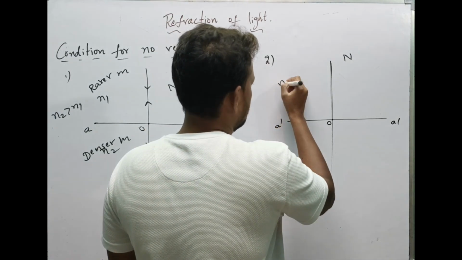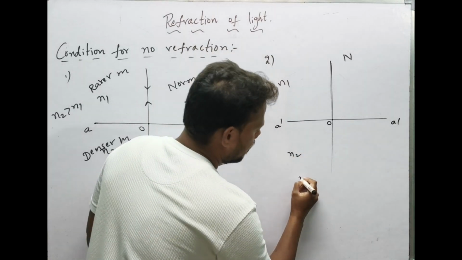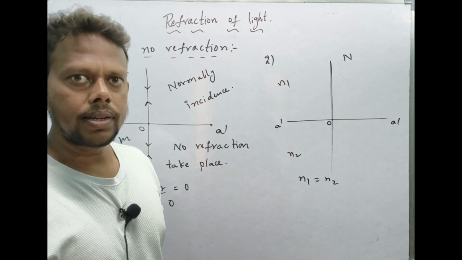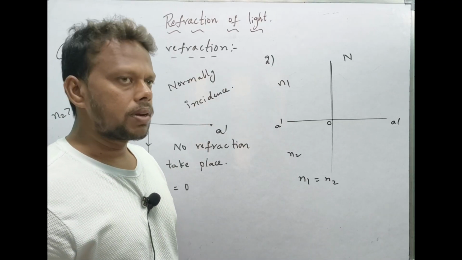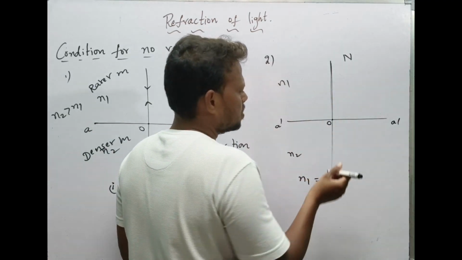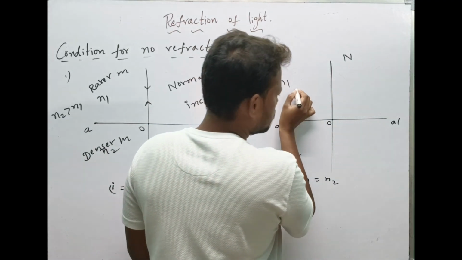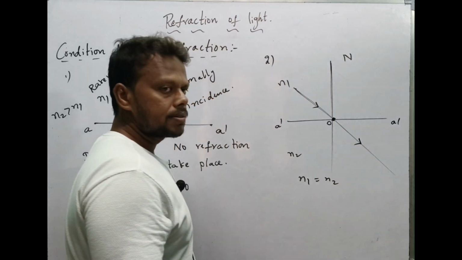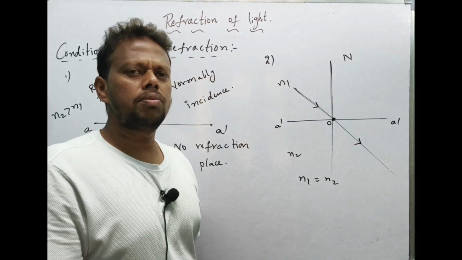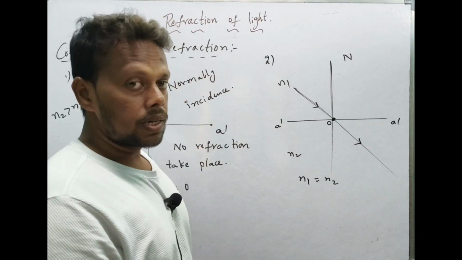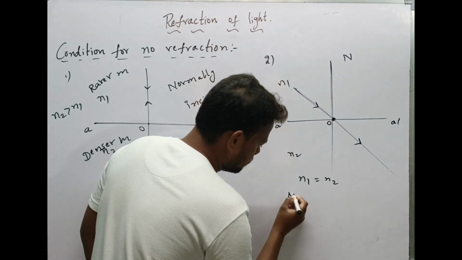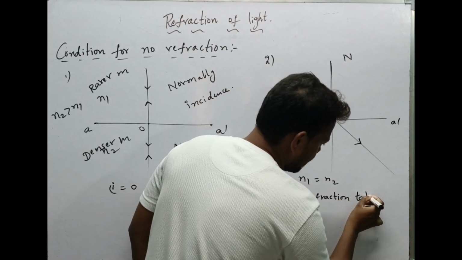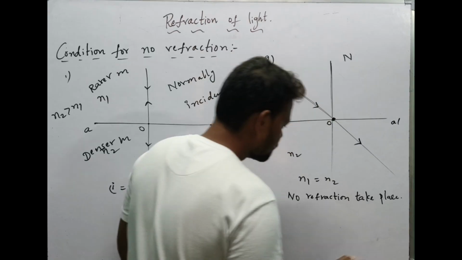Here I will take n1 and n2, but n1 equals n2. Refractive indices are equal. When refractive indices are equal, no refraction takes place. If it is a straight line here, the ray of light passes without any deviation, with only very small changes in the speed of light. But no refraction takes place. So there are two conditions.